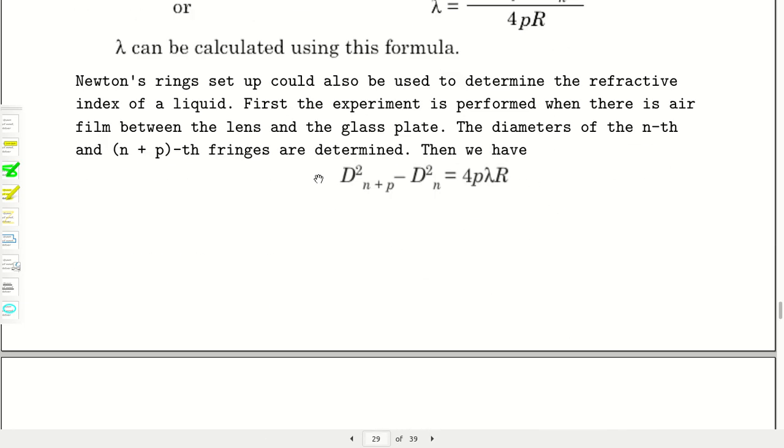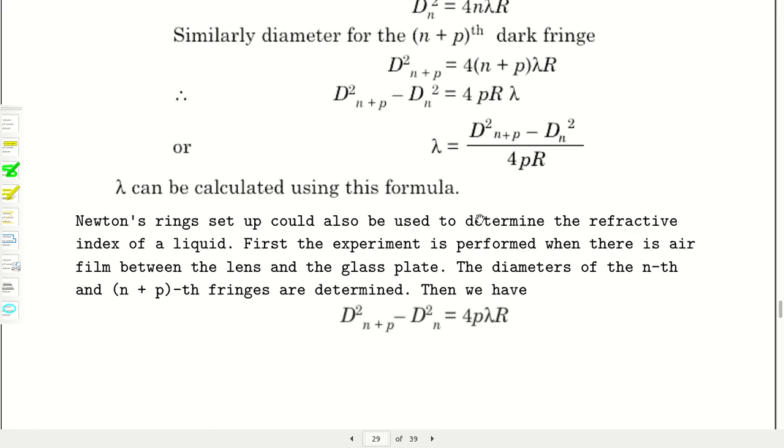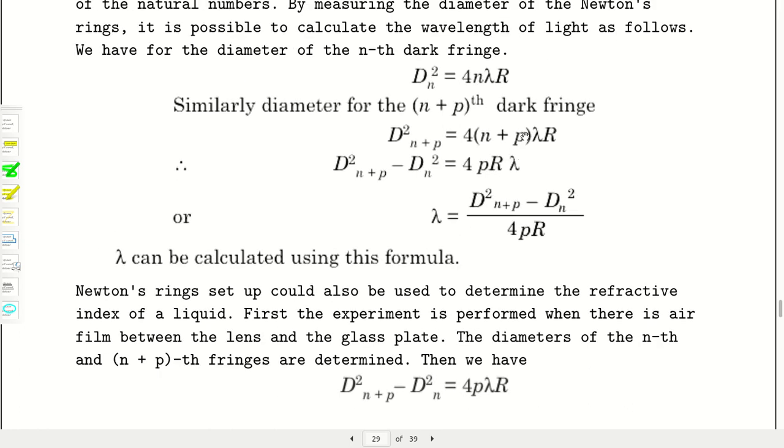So this is our calculation for the air film. First, calculate for the air film. Shift the p number of fringes, say p number of dark fringes, dark circles, and you will get d(n+p) square minus d(n) square is equal to 4p lambda R.